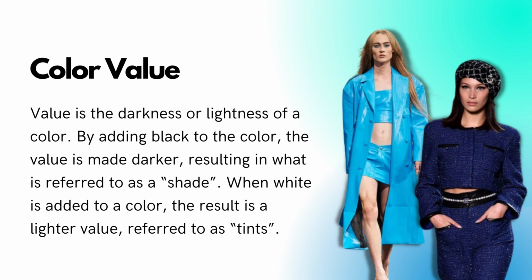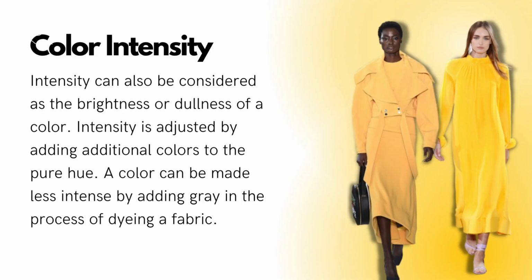We also have the color intensity. It is considered as the brightness or dullness of color. Intensity is adjusted by adding additional colors to the pure hue. A color can be made less intense by adding gray in the process of dyeing a fabric. As we can see in the image, the yellow is more intense because there is less gray.